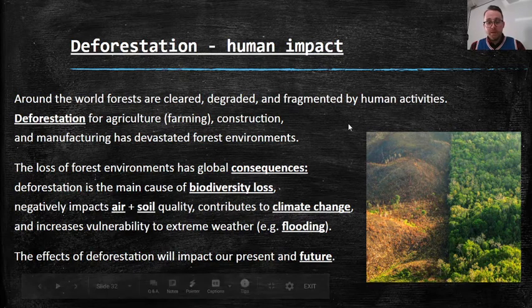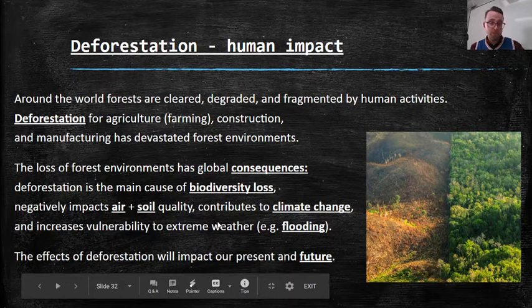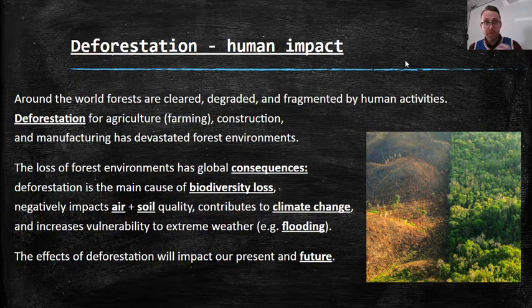So basically, no trees means that we're going to have more extreme weather, more intense weather, causing us problems. That's why you're seeing a lot of flooding in China recently. You saw flooding in Australia at the start of the year. It's because they've cut down all the trees. They've lost their natural protection to natural disasters. And the worst part about deforestation is that not only is it impacting our present, it's going to impact our future. So we need to deal with it now so that we're not doomed in the future.